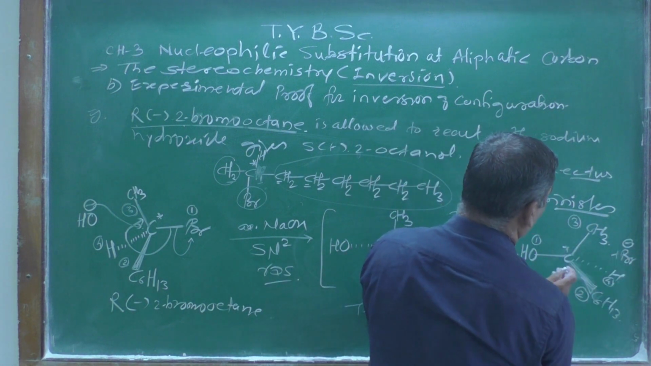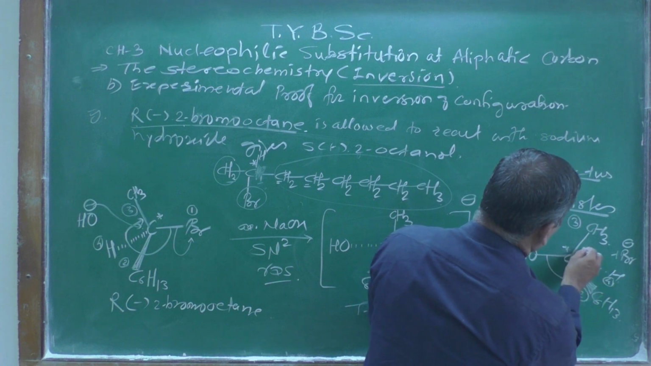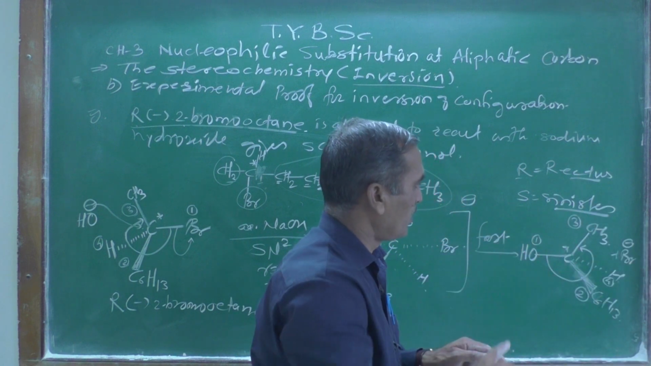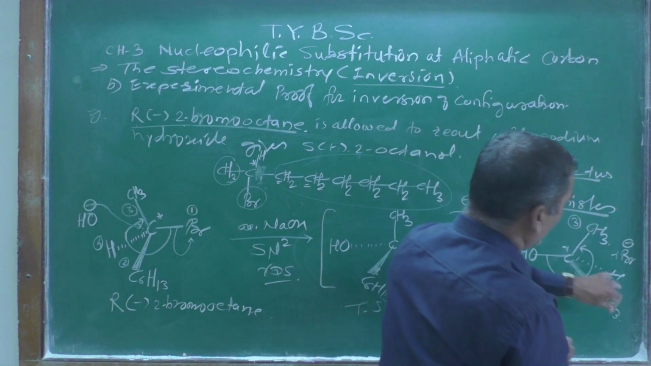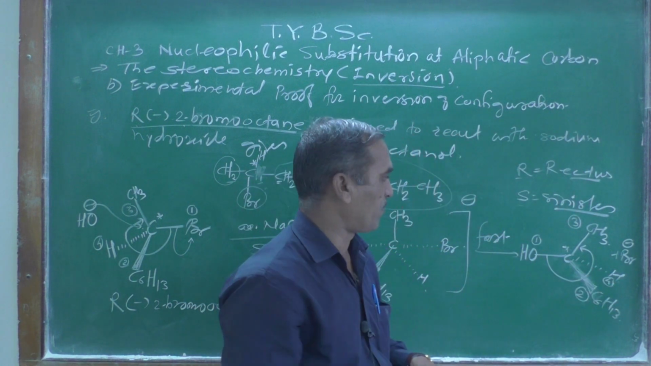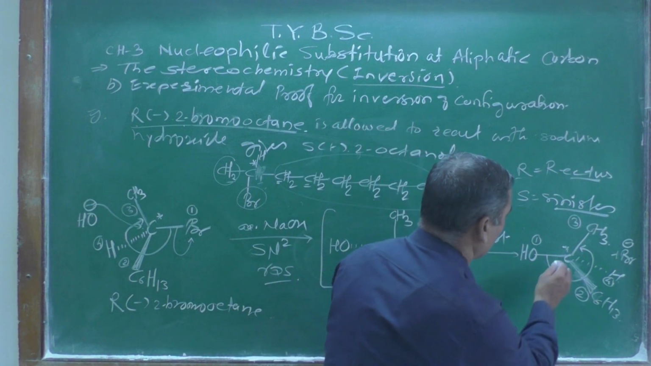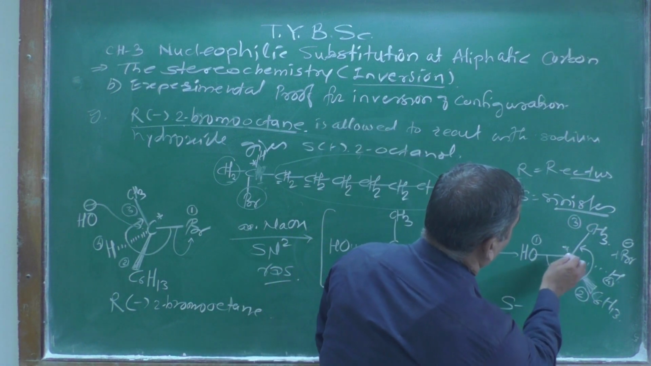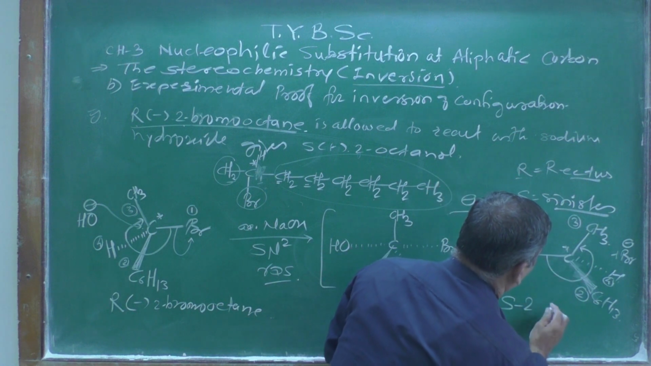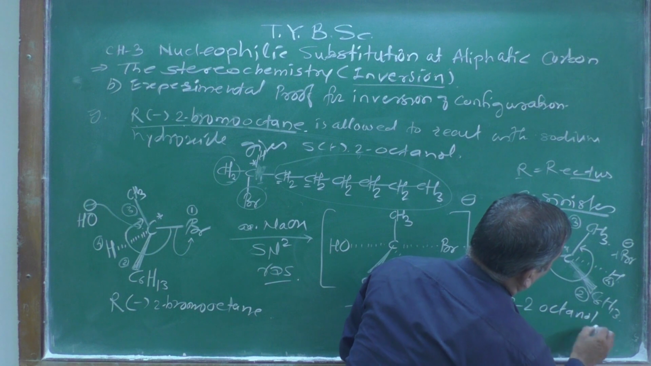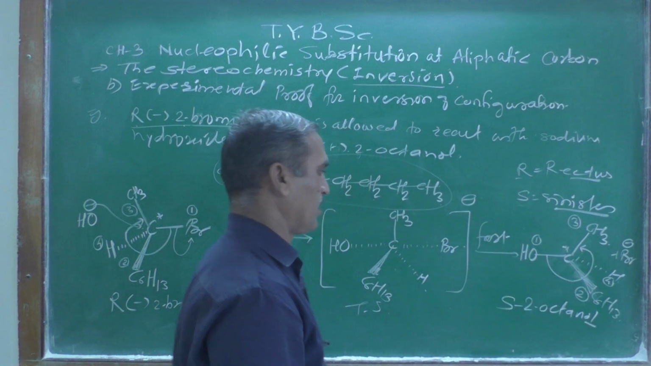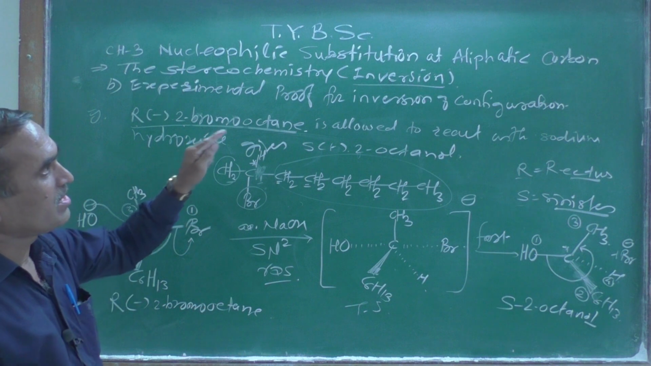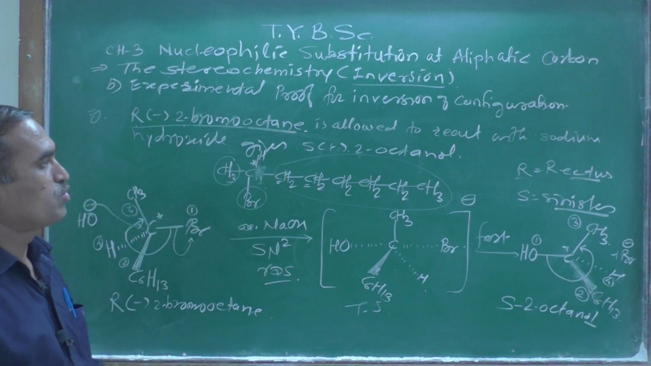Don't think about the fourth one while showing the arrow. Look at here. This is a completely counterclockwise manner, meaning anti-clockwise direction, and look at the fourth priority, which is below the plane, and therefore this type of configuration is termed an S configuration. Yes, and then at the 2 position, 2-octanol, OL indicates an alcohol group is there, and in this way we have proved the inversion of configuration in the SN2 mechanism.